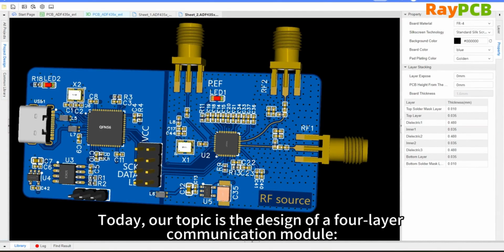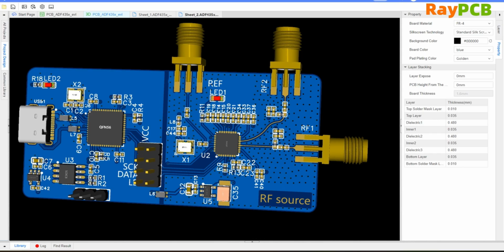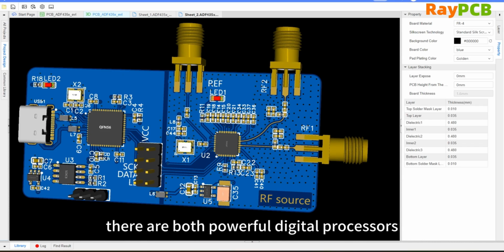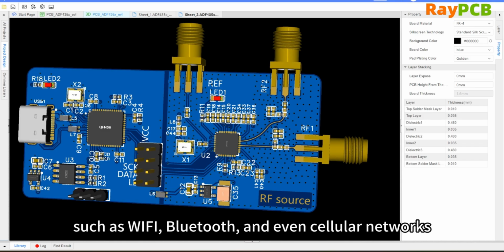Today our topic is, in 4-layer board communication module design, why do digital and RF signals need to be isolated? In modern smart devices, we often see a trend. On a tiny PCB, there are both powerful digital processors and RF modules responsible for communication, such as Wi-Fi, Bluetooth, and even cellular networks.